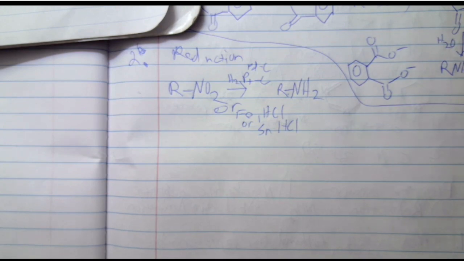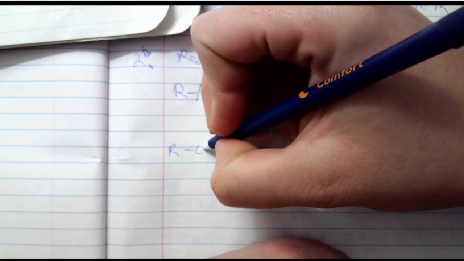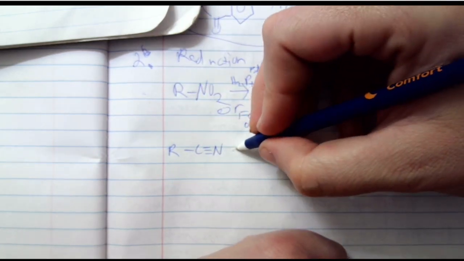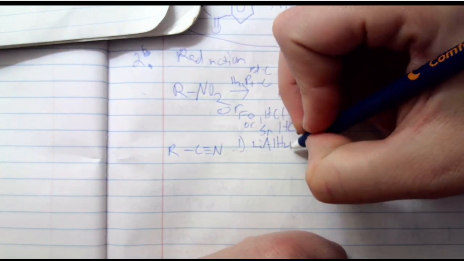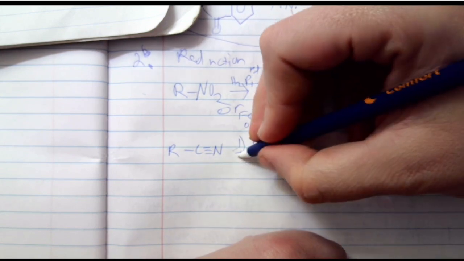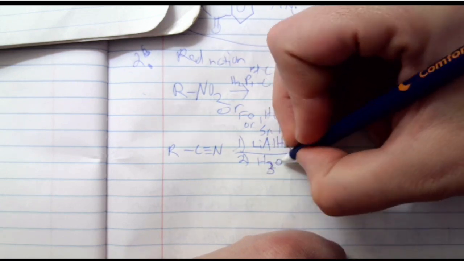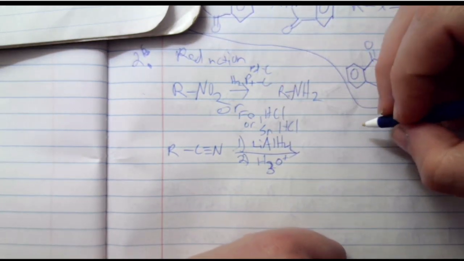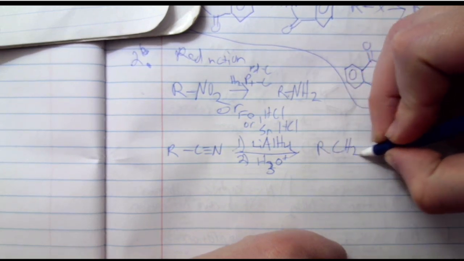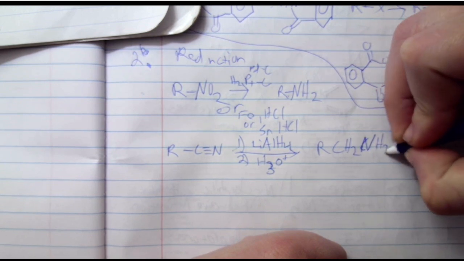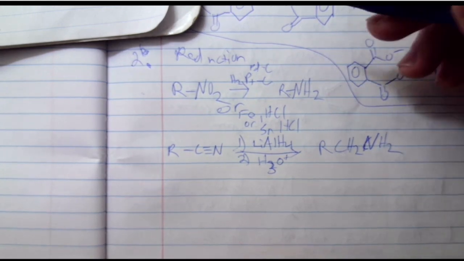It's relatively easy. Don't forget, we can also reduce our nitriles. Nitriles can be reduced by using the strong reducing agent, lithium aluminum hydride, and then afterwards putting in water or acid and water. This will reduce that down into a primary amine, keeping that carbon in place. Don't forget that carbon.